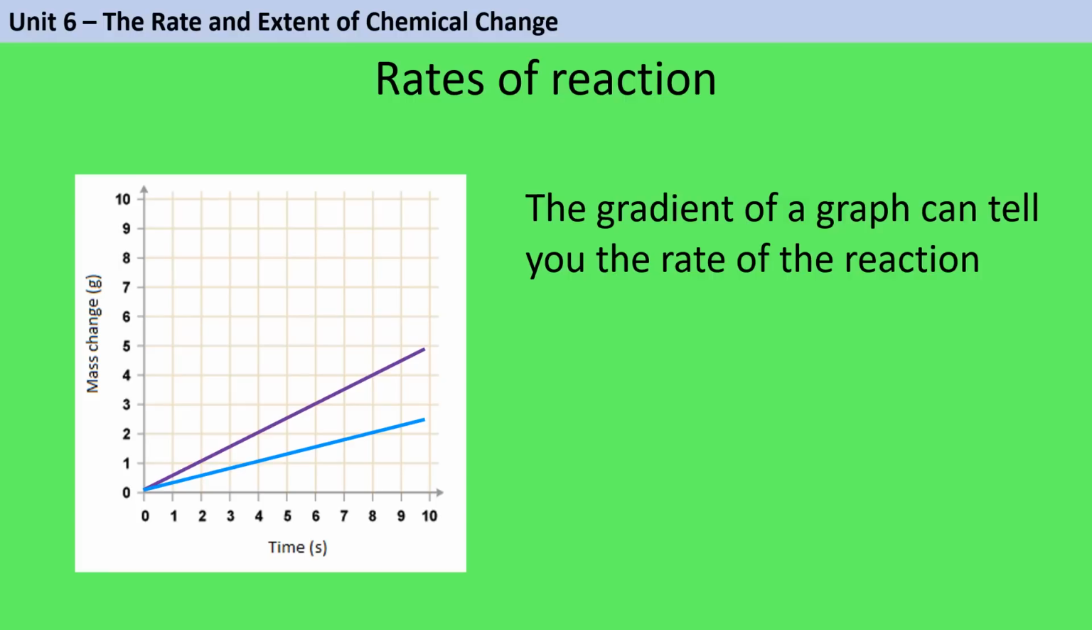So in this instance, the reaction represented by the purple line has got a faster rate than the blue reaction because the line has a steeper gradient. We can also say that for both of these reactions, the rate is constant because the gradient isn't changing.